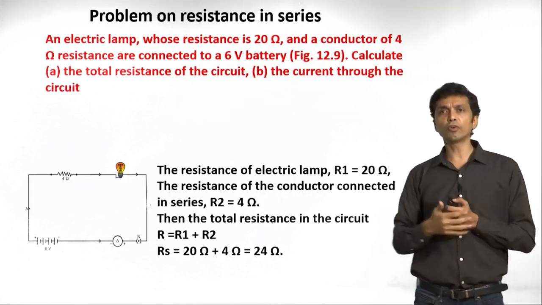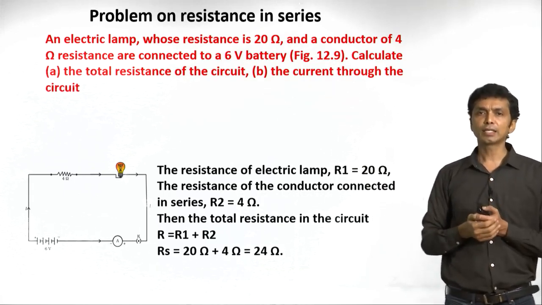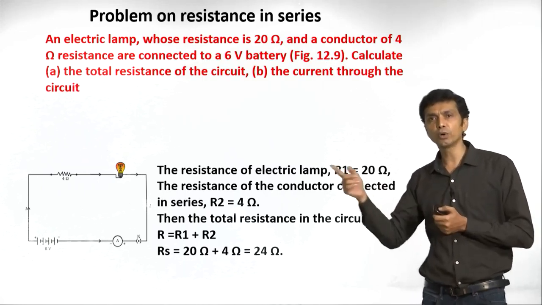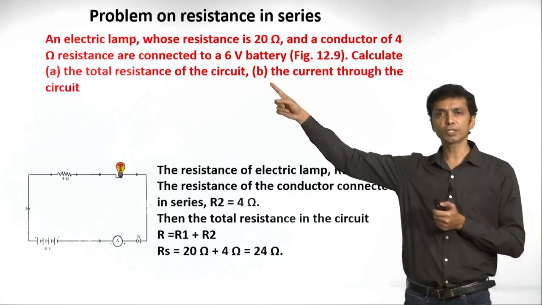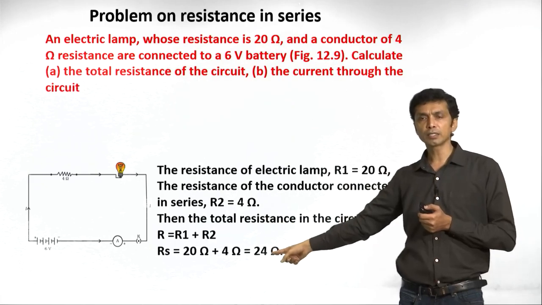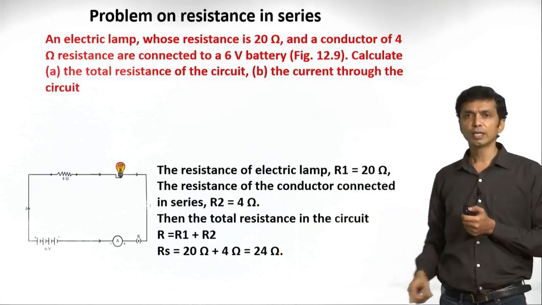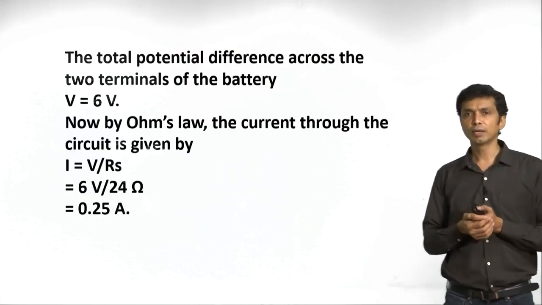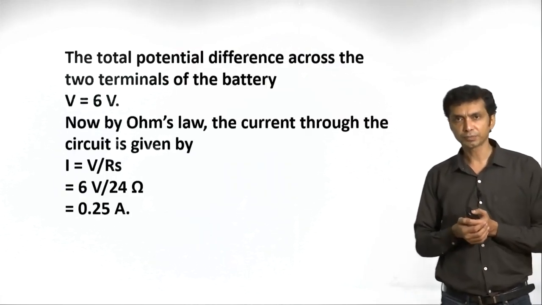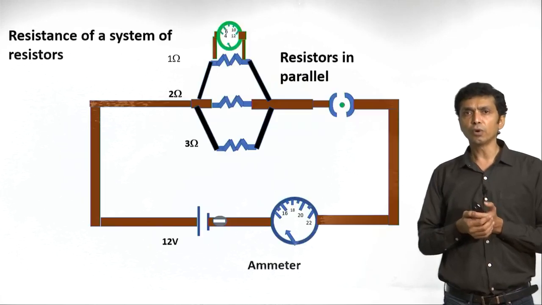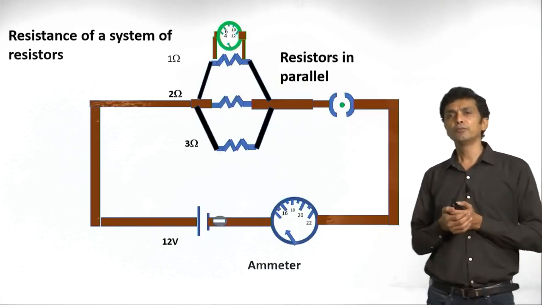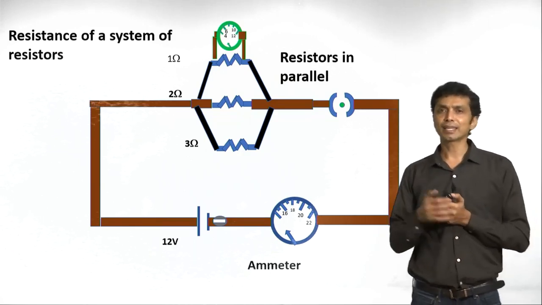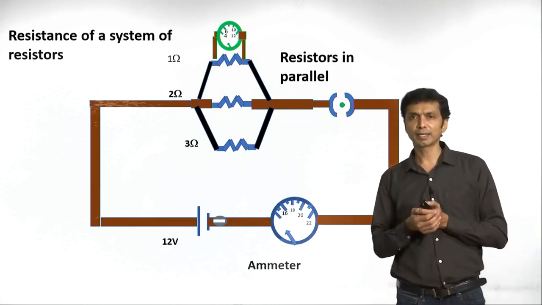And what is the current flowing through the circuit? We can find the current by Ohm's law, V is equal to IR. V is known here, the value is 6 volt, R is given, 20, we have found it. So, current is equal to V by R, we will get 0.25 ampere. Now, we are entering the third experiment, the second sub experiment.